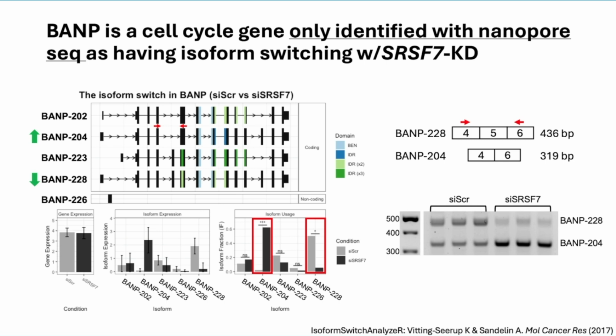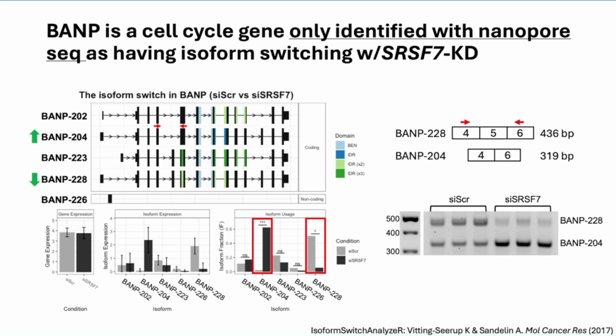And then to validate this finding, I designed primers, since the difference between the two transcripts was the inclusion or exclusion of exon 5. So I designed primers to flank that exon and performed RT-PCR. And as you can see, we do in fact have a decrease in the 228 transcript and an increase in 204.